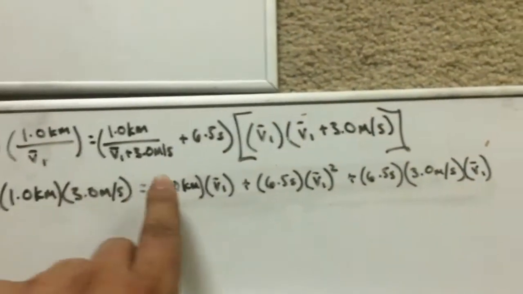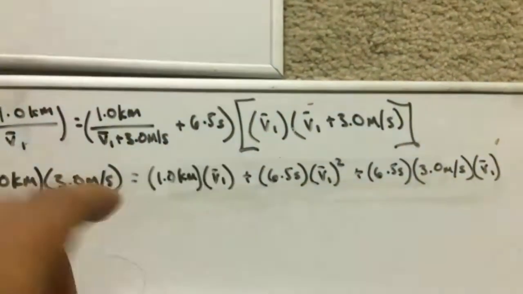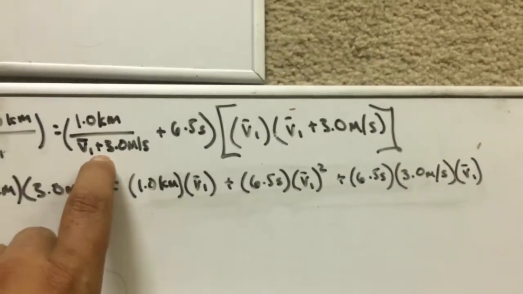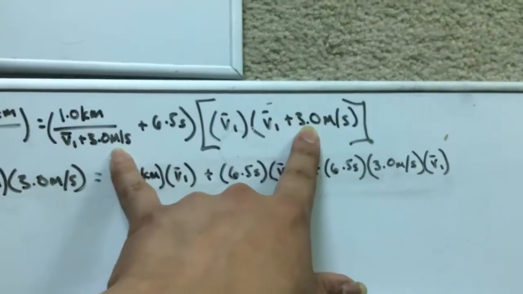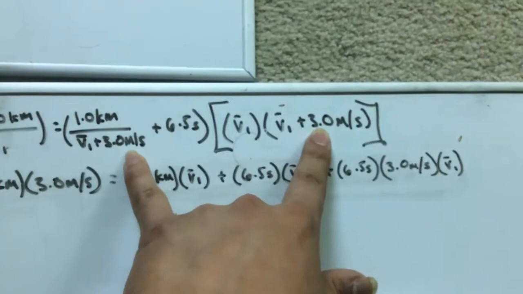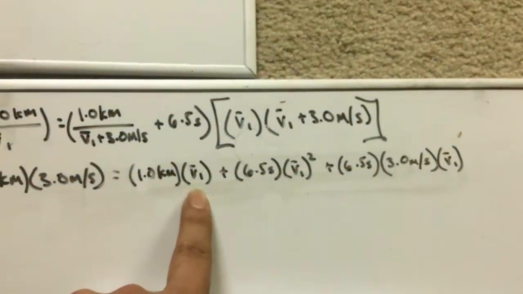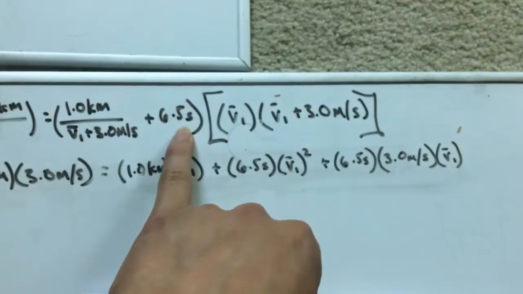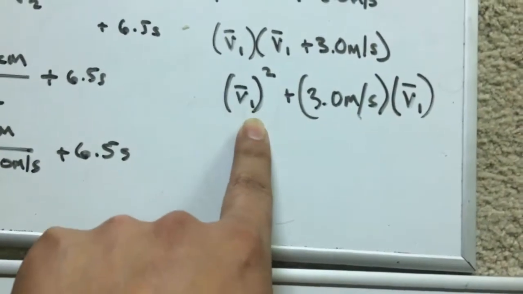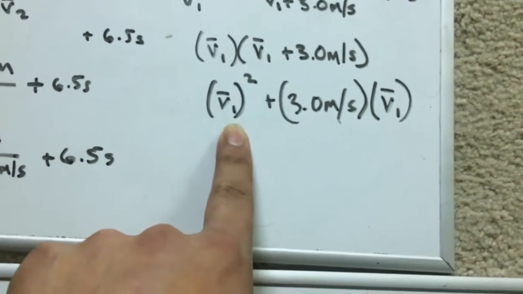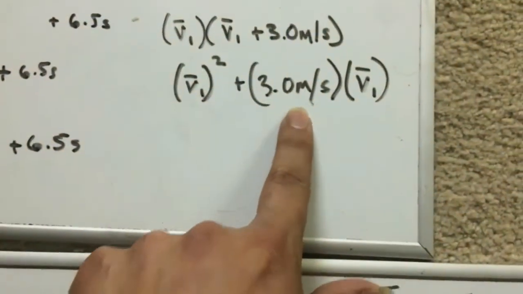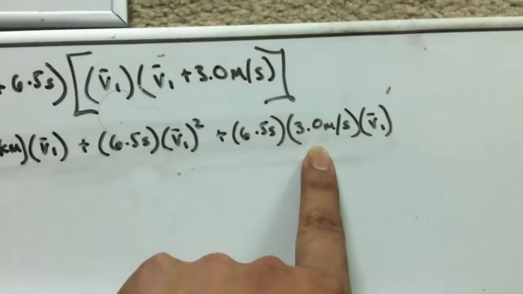Okay, now we're going to go to the other side, and here we have 1 kilometer over V1 plus 3 meters per second is going to get multiplied into this. Through multiplication by fractions, these two will cancel each other out. That's going to leave us with 1 kilometer times V1. Now we have 6.5 seconds, and it's going to get multiplied into this. Okay, so that means 6.5 seconds times V1 squared, and 6.5 seconds times 3 meters V1, which we have here.